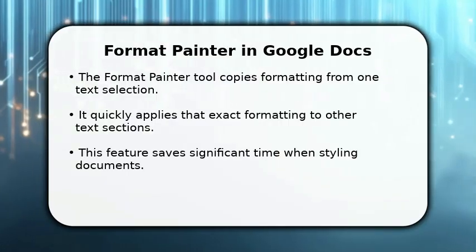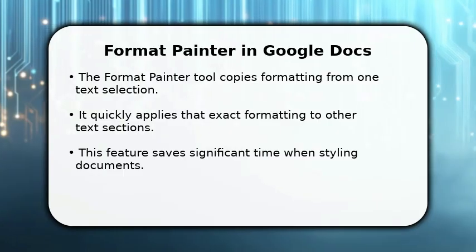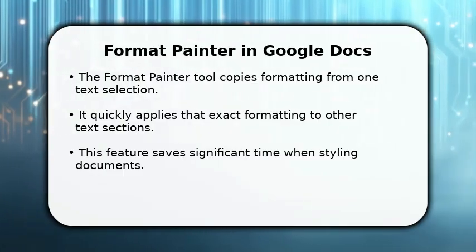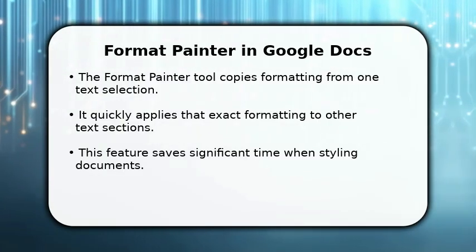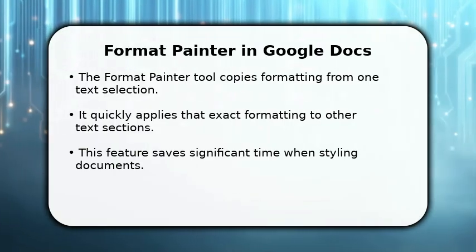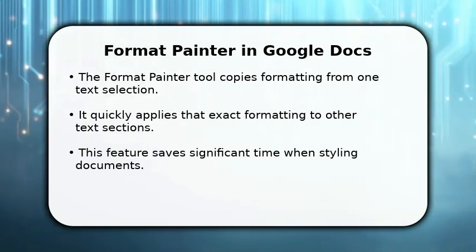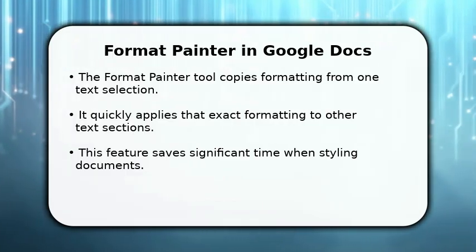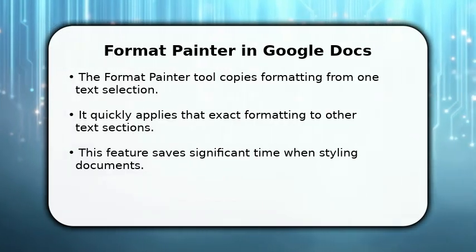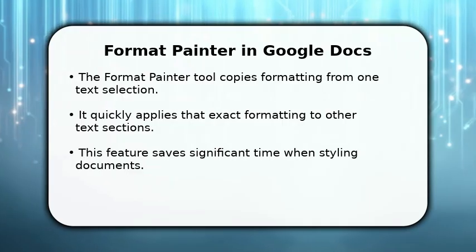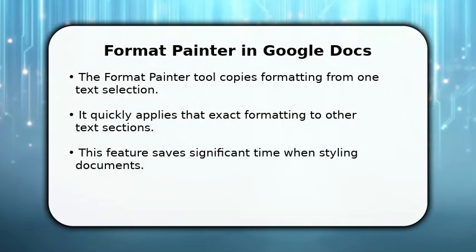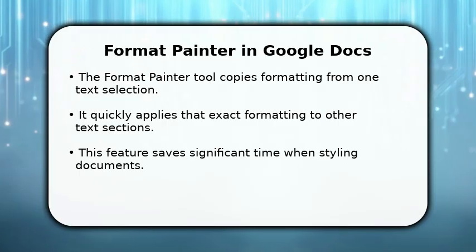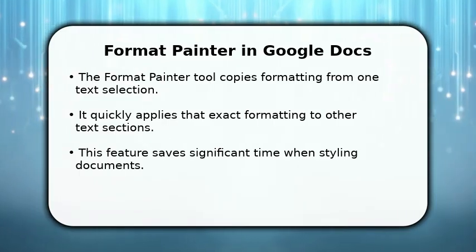In this video, I will explain how to use the Format Painter in Google Docs. This incredibly useful tool allows you to quickly copy the exact formatting from one piece of text and apply it to another. Imagine you've spent time perfecting a heading's font, size, color, and bolding. Instead of manually replicating those steps, Format Painter does it in just a few clicks, saving you valuable time and ensuring consistency across your document.